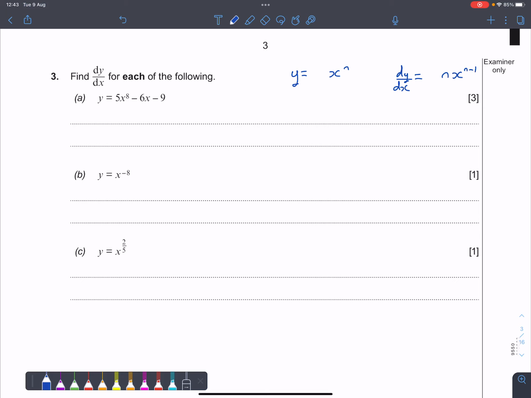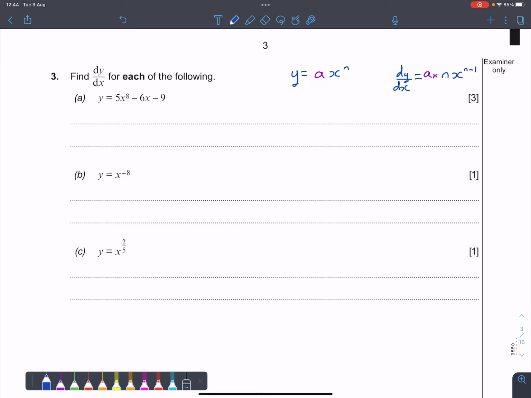Now, there is the extra thing that we can do with this if we have a multiplication in front of it. So if there's a coefficient, so ax to the n becomes a times nx to the n minus 1. So we just multiply. We still use the derivative of x to the n, but we multiply it by whatever the coefficient is.